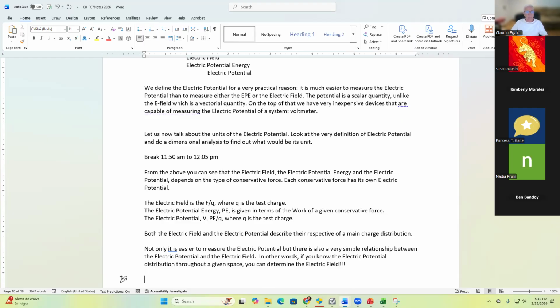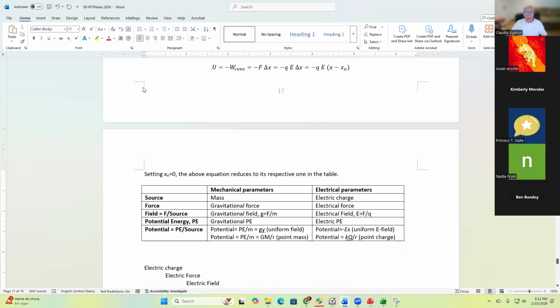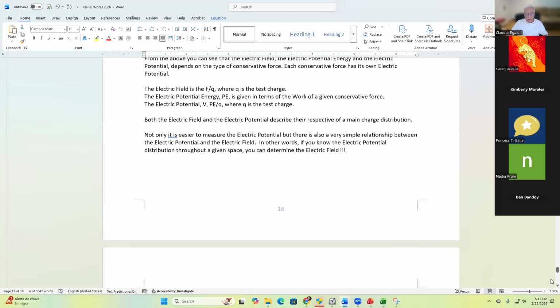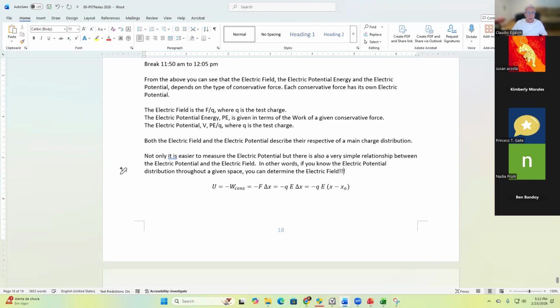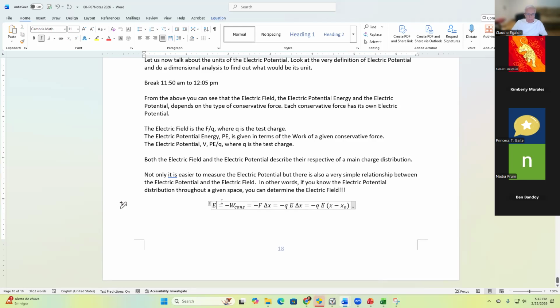And let me show you exactly what the relationship is. And this relationship is like the following. I'm not going to prove that. Okay, the electric field, for instance, is given by minus the change in electric potential divided by the change in distance. That's the relationship between the electric potential and the field. So if you know the electric potential distribution throughout a given region of space, you can use this relationship to find the electric field, okay?